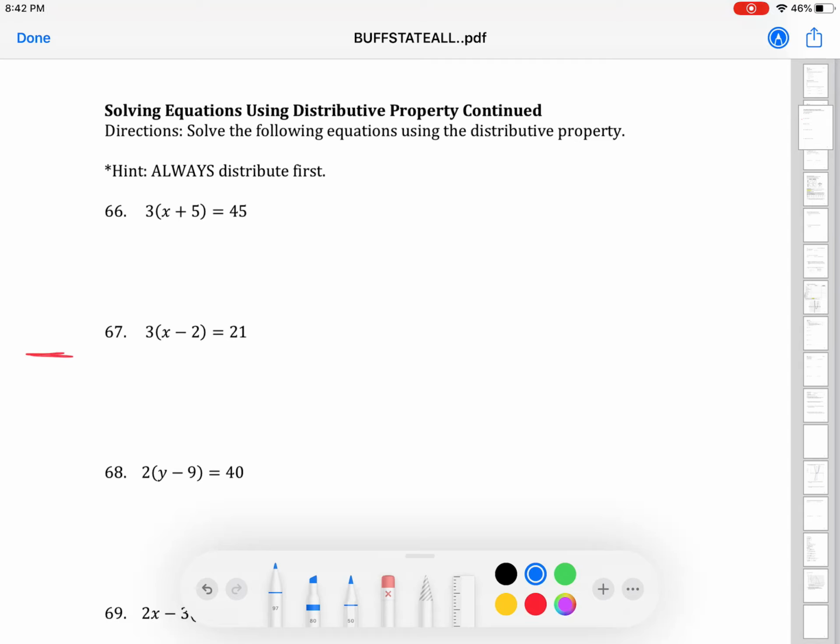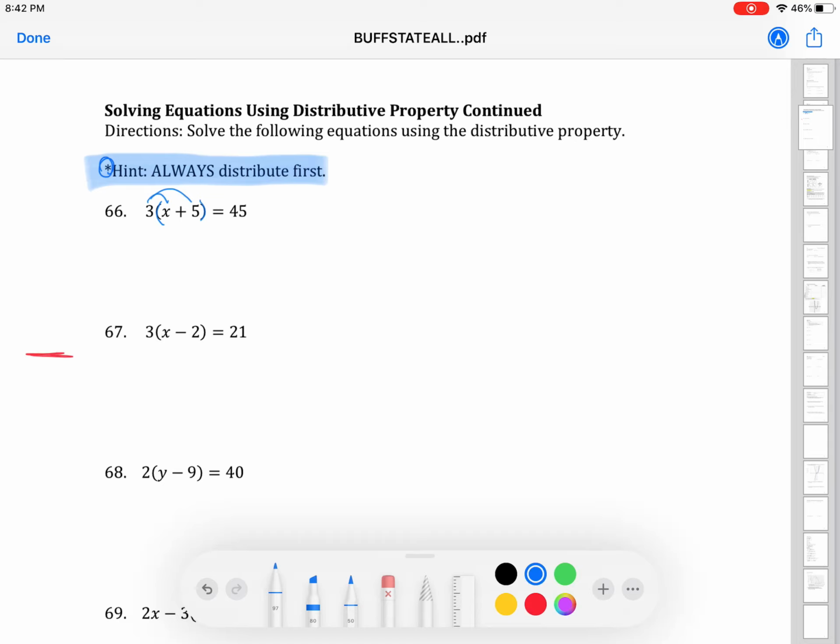All right, so let's try a couple of solving equation examples using the distributive property. Remember, your goal is to get to that basic form, which we've had a lot of practice with so far. So 66, actually before we do that, let's go over this hint real quick. The hint is to always distribute first. If you see the distributive property, no matter what example we're doing throughout this course, you do it first.